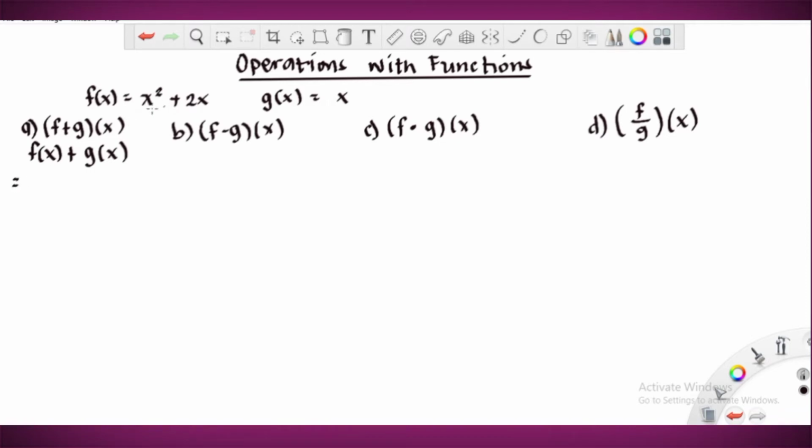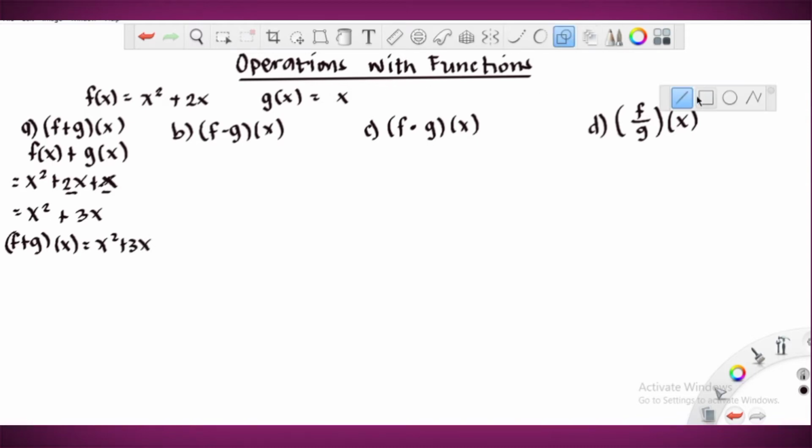F of x is ito, itong function na ito, which is x squared plus 2x. And then plus g of x. So plus, ano ba ang value ng g of x? Simply x. So we are going to add these three. We will just combine like terms. Ang 2x at ang x ay similar terms, so we can add them. So we will just copy x squared, and then 2x plus x is equal to 3x. So therefore, f plus g of x is equal to x squared plus 3x.